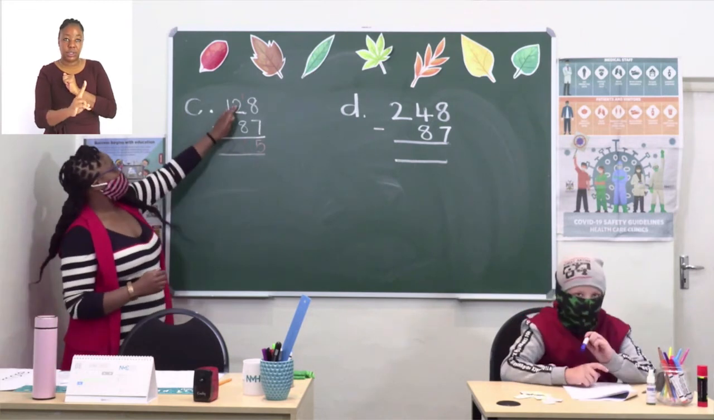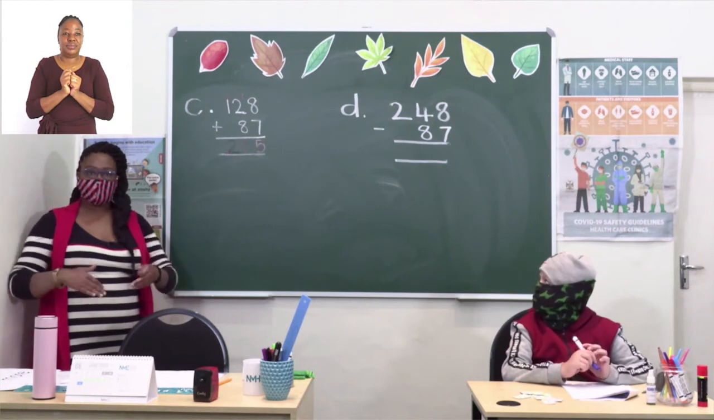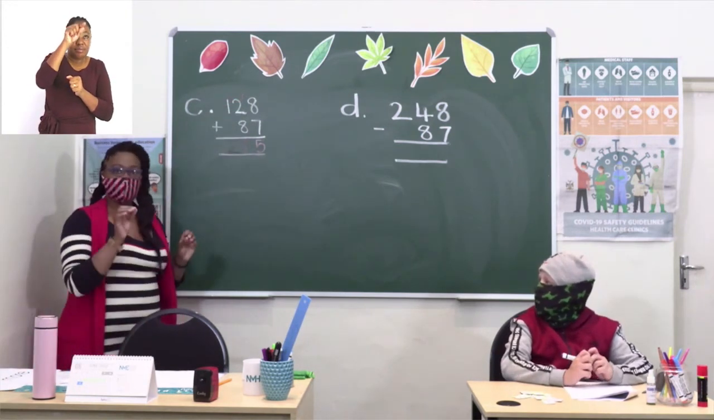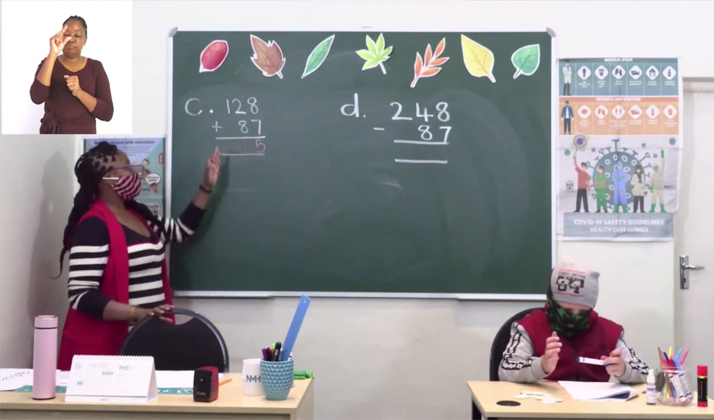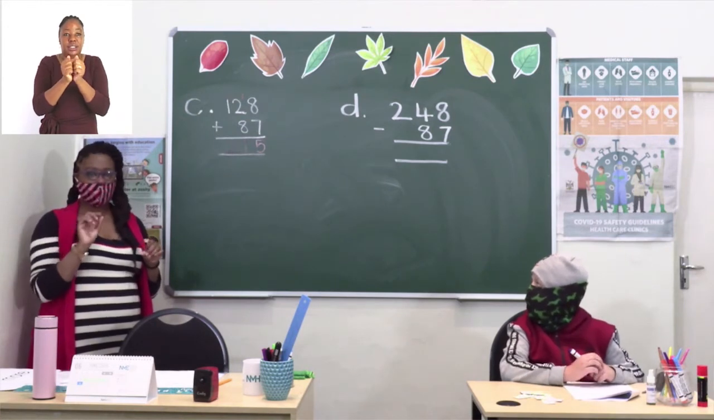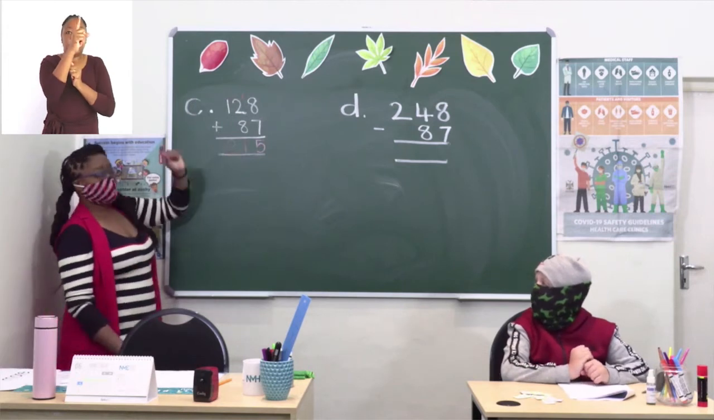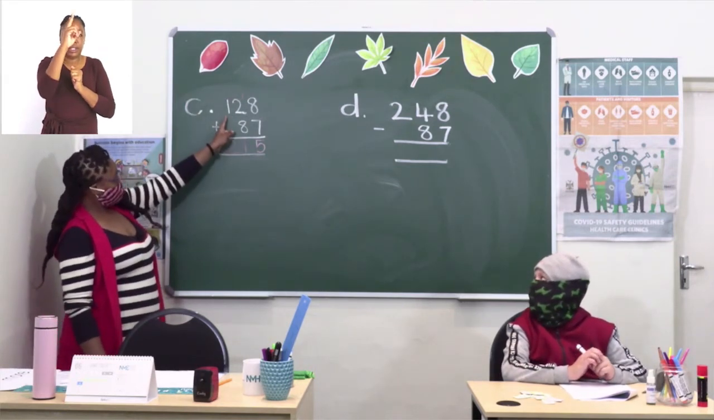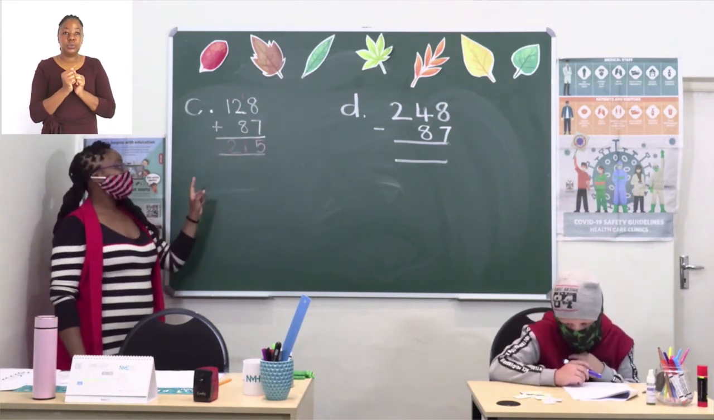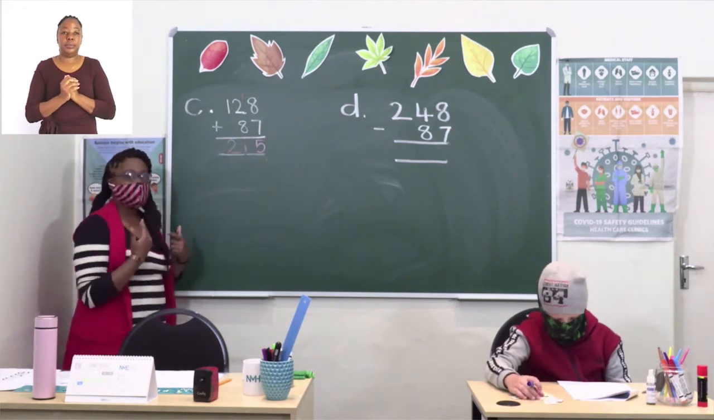We make sure that we have our little sticks at the top to know how many we are carrying over. Here we carried 1 over and it made the 2 into a 3. And here we carried another 1 over, which made the 1 into a 2. And our answer from the full sum is 128 plus 87 equals 215. Let us move to D.